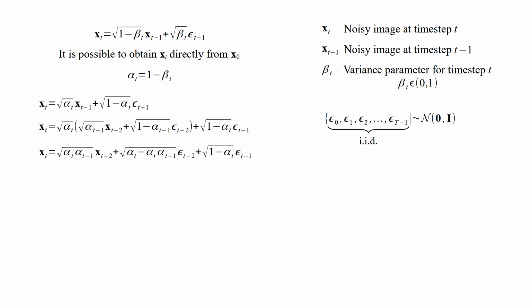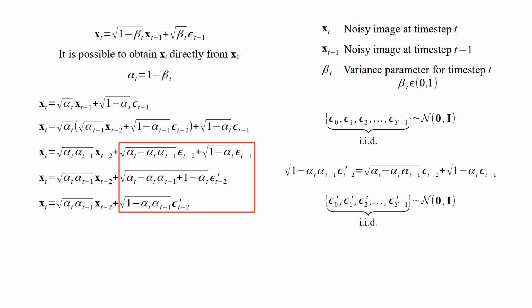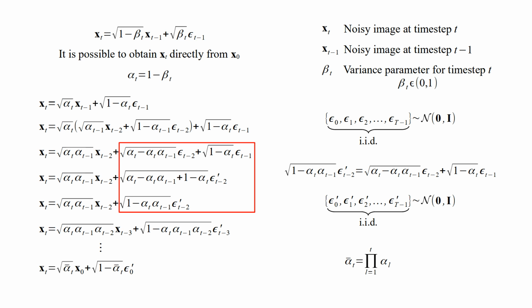On the right-hand side of the equation, there are two noise components, epsilon t minus 1 and epsilon t minus 2. Since these noise samples are Gaussian, their sum is also Gaussian with variance as the sum of their variances. If we continue the same way, a pattern shows up. xt can be written in terms of x0 and noise using alpha bar, cumulative multiplication of alpha values.